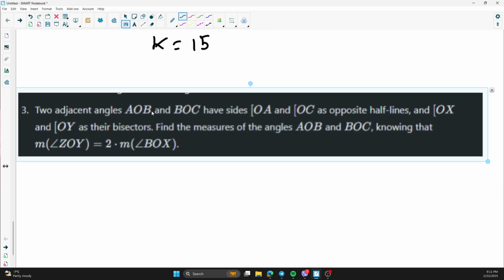Let's try this one. Let me see if the translation was right. Okay.